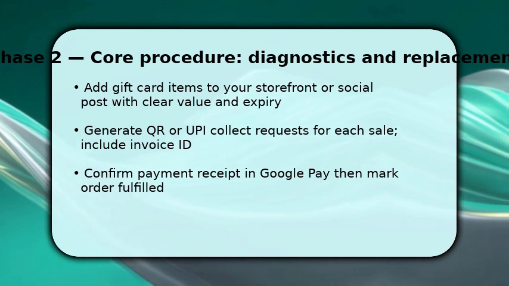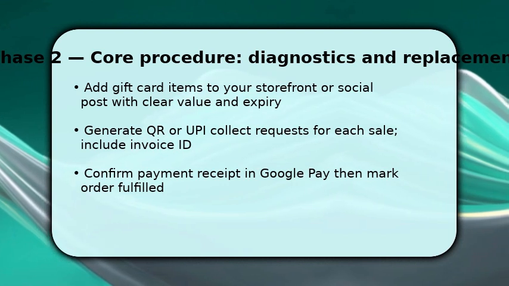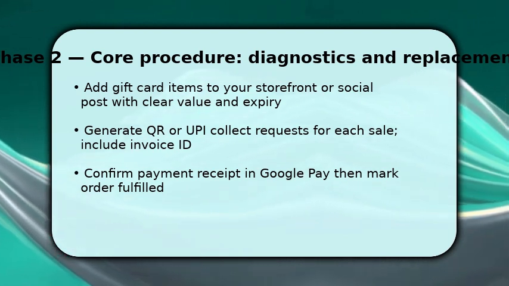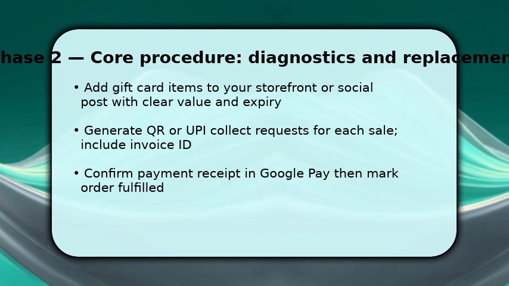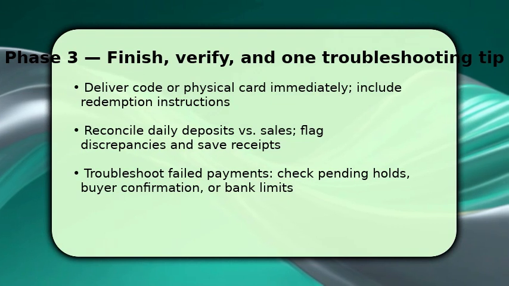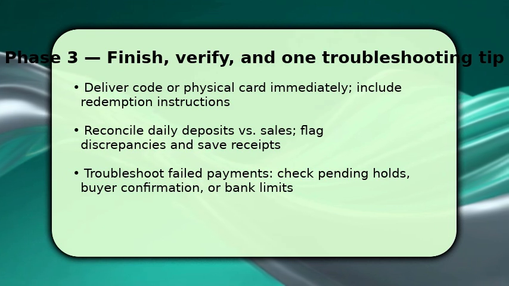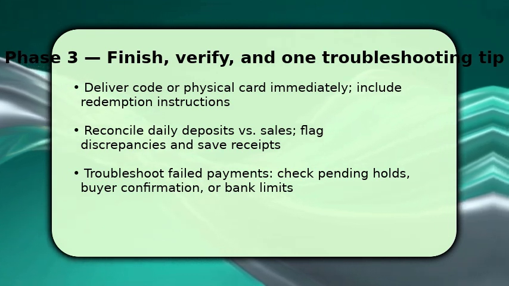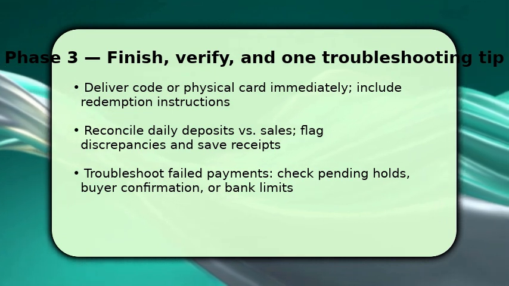After the buyer pays, verify the transaction in Google Pay's Merchant Console, match the amount and invoice, and then prepare the digital or physical gift card delivery. Make sure to timestamp and log the sale for records. Finish by delivering the gift card and clear redemption steps. Email digital codes or hand over physical cards and include instructions. Then reconcile. Compare Google Pay deposits to your sales log and save receipts for accounting.